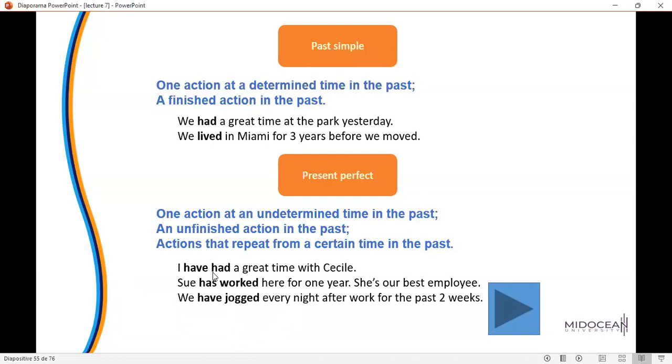Here you have examples. I have had a great time with Cecile. Okay. Example number 2. Sue has worked here for 1 year, so she is our best employee. You have an unfinished action in the past here. 3. We have jogged every night after work for the past 2 weeks. So you have actions that repeat from a certain time in the past. Okay.